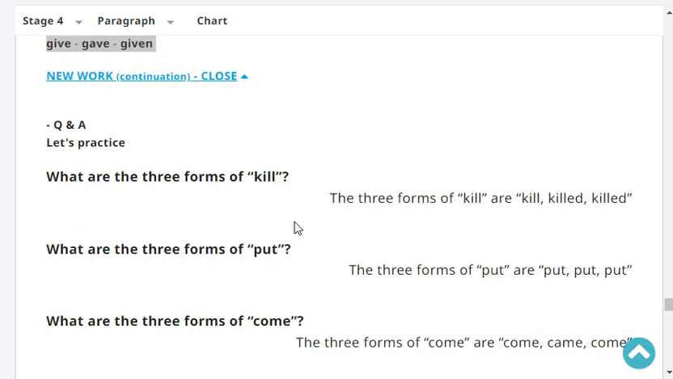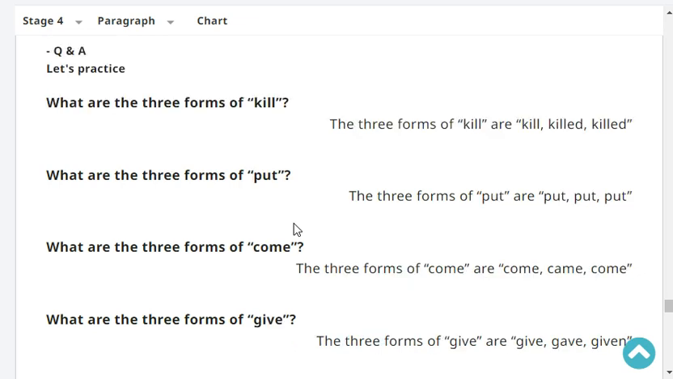Okay, let's practice. What are the three forms of kill? The three forms of kill are kill, killed, killed. What are the three forms of put? The three forms of put are put, put, put. What are the three forms of come? The three forms of come are come, came, come. Very good.